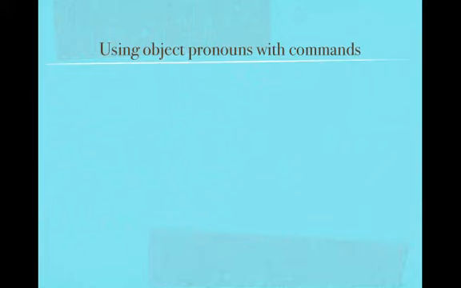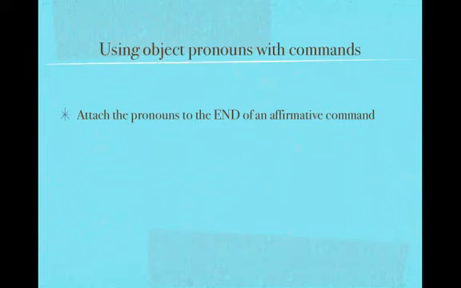Now, using object pronouns with commands. Sometimes I call these RIDs because it stands for reflexive, indirect, direct pronoun. And it's easier to say RIDs than object pronouns. And also, RID is the order that it goes in. You have reflexive before an indirect, indirect before a direct, whenever you have to place them together. You want to attach the pronouns to the end of an affirmative command, and you want to put the pronouns in front of a negative command.